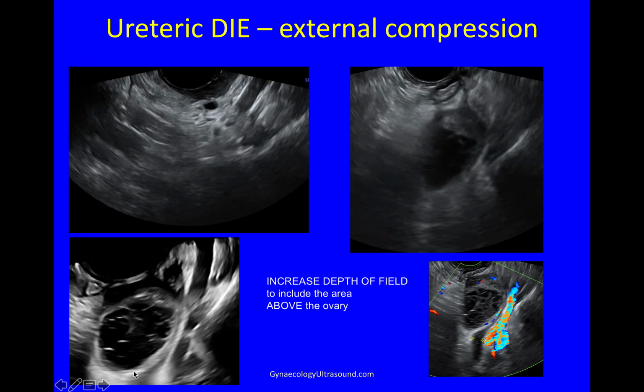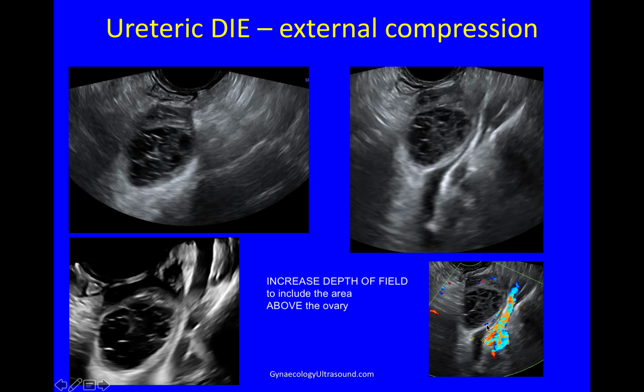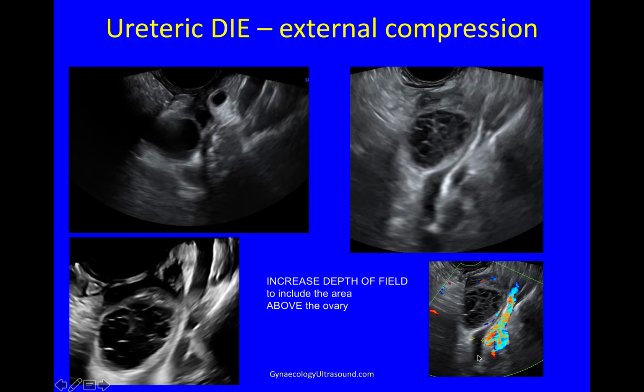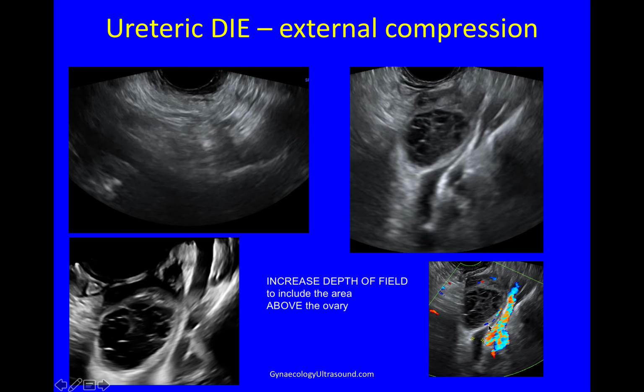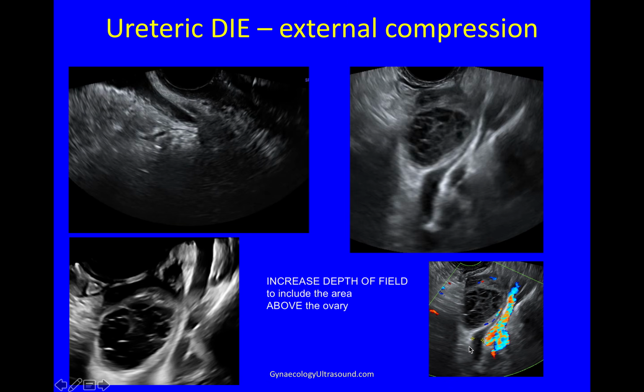But you have to look above that, so you need to increase your depth of field to look above the ovary. And you know it's ureter. You may or may not be able to see vermiculation. It's not a vessel, because on colour Doppler this is what a vessel looks like, and this is not lighting up, it's the ureter.